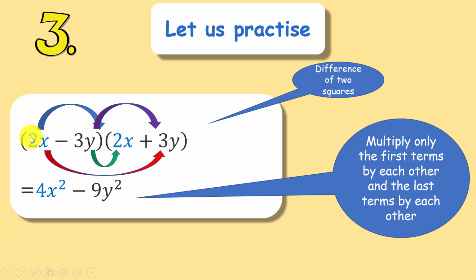Let's see, we multiply the first terms by each other. The 2x times the 2x is 4x squared. And the last terms, negative 3y times 3y, gives us negative 9y squared. We don't have to multiply the inner and the outer terms because it will give us additive inverses.